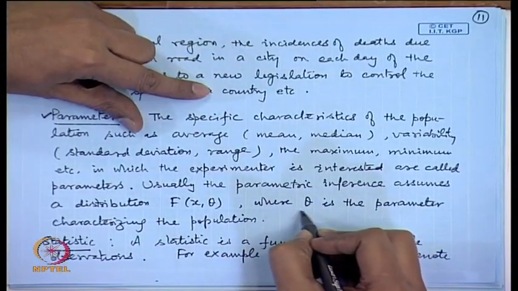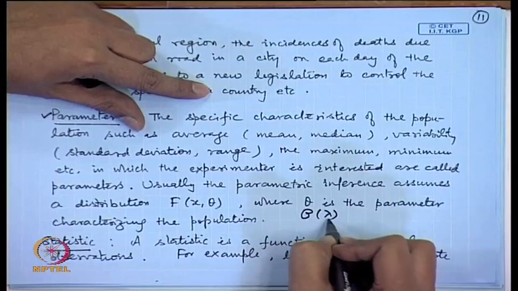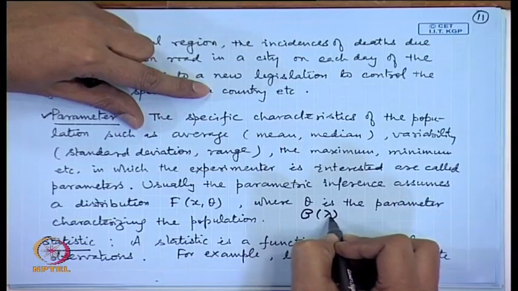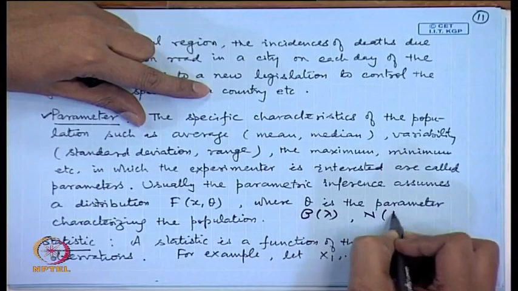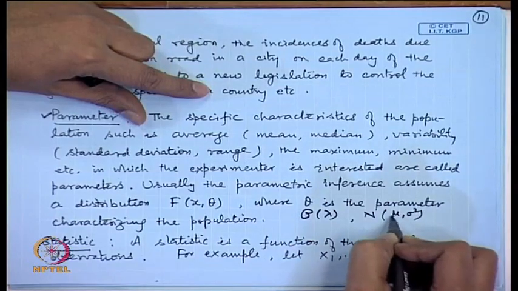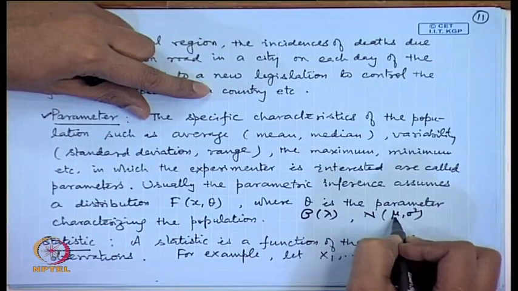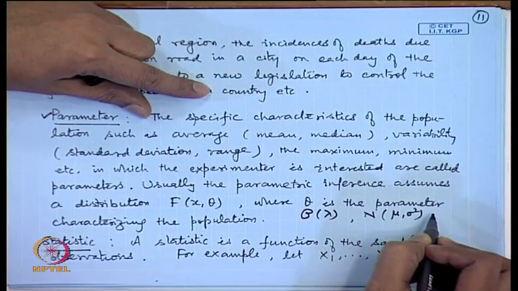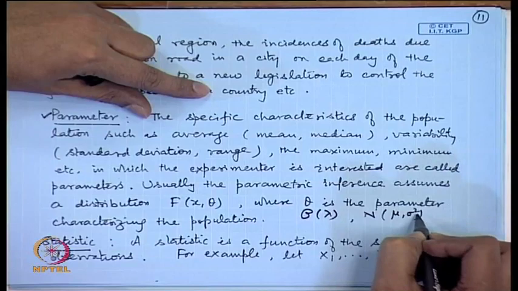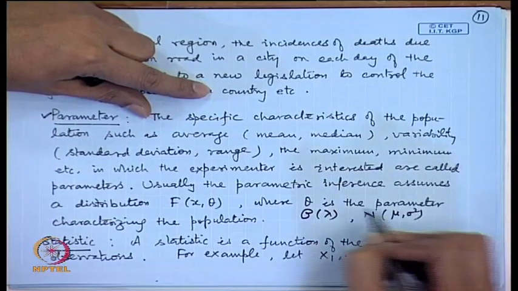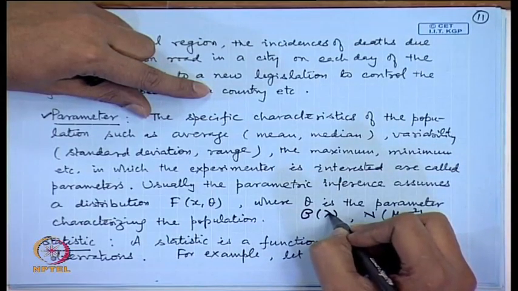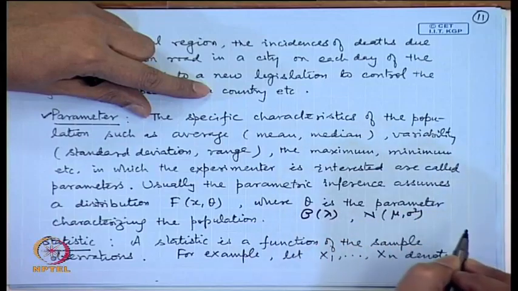Popular examples: the Poisson(lambda) distribution, where lambda is the parameter. If I say Normal(mu, sigma square) distribution, the distributional model is normal and it is characterized by the parameters mu and sigma square, etcetera. Here mu and sigma square are the mean and variance respectively. In the Poisson distribution, lambda itself is the mean as well as the variance of the distribution.